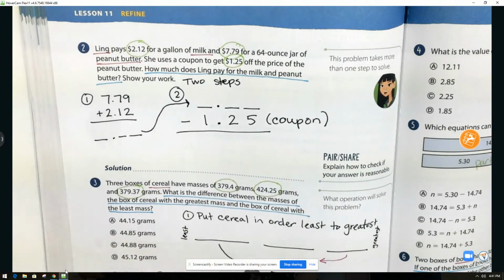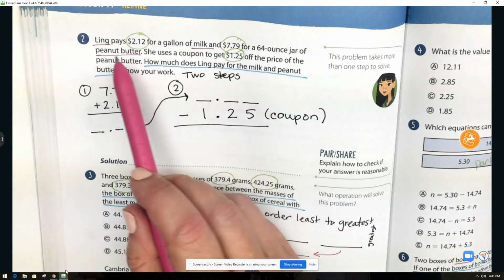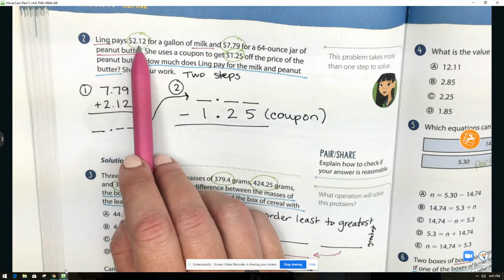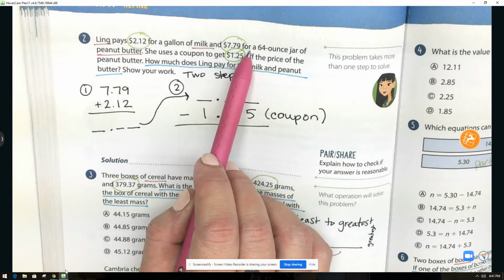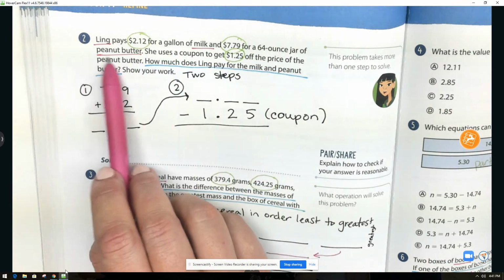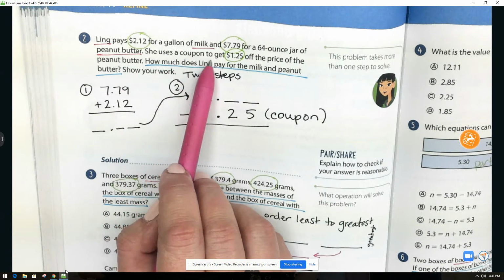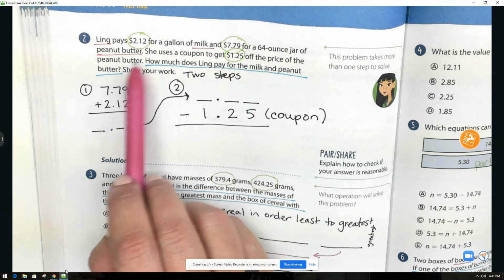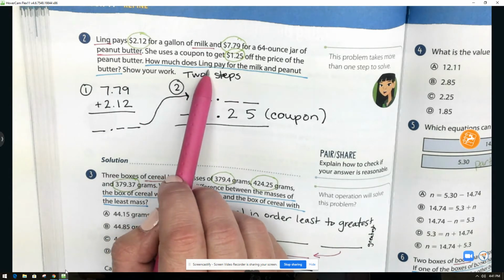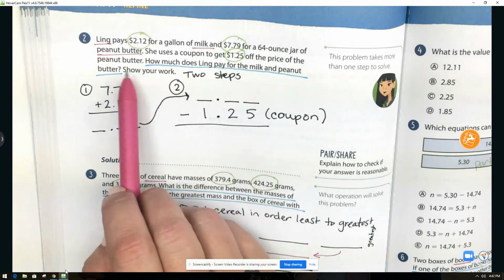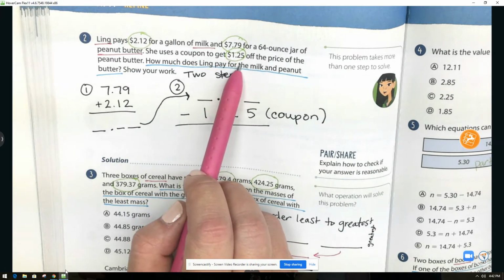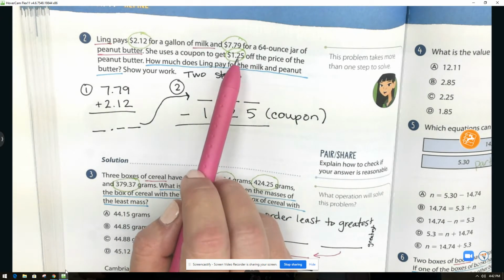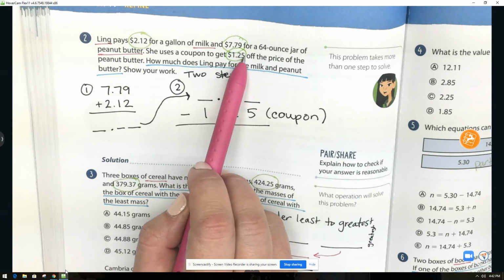All right, number 2 is a 2-step problem. So the problem says, Ling pays $2.12 for a gallon of milk and $7.79 for a 64-ounce jar of peanut butter. She uses a coupon to get $1.25 off the price of the peanut butter. How much does Ling pay for the milk and peanut butter? Show your steps. So remember that a coupon makes things cheaper because it saves you money. It's taking money off the total price.